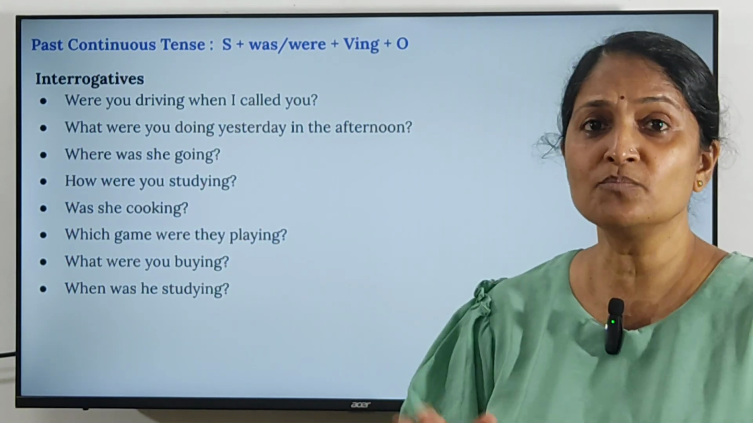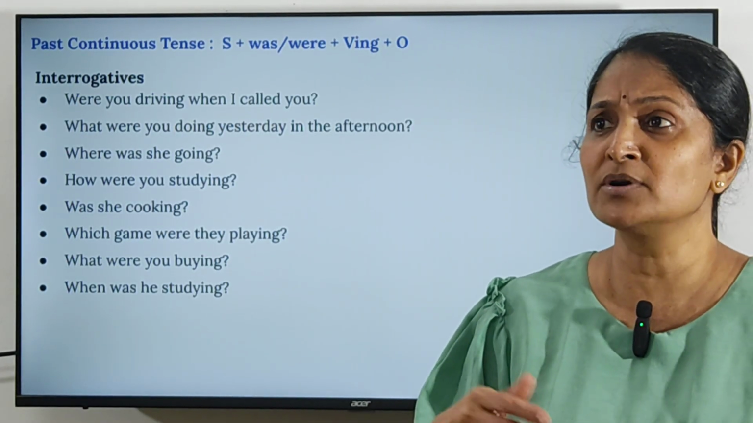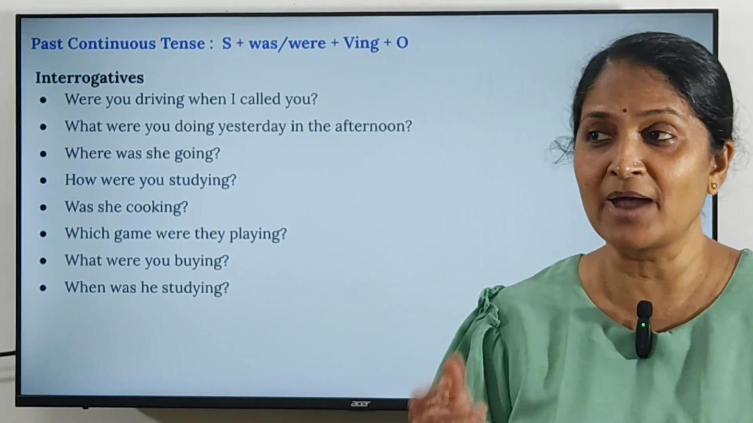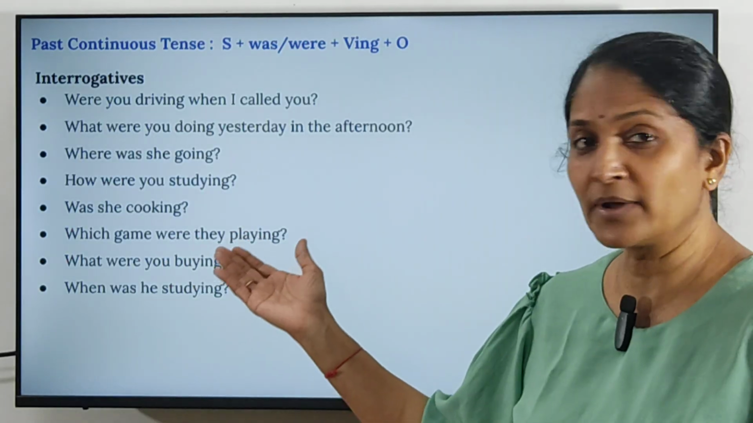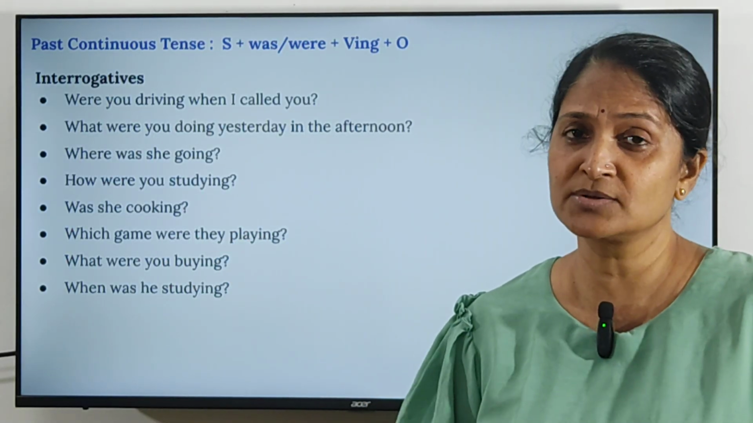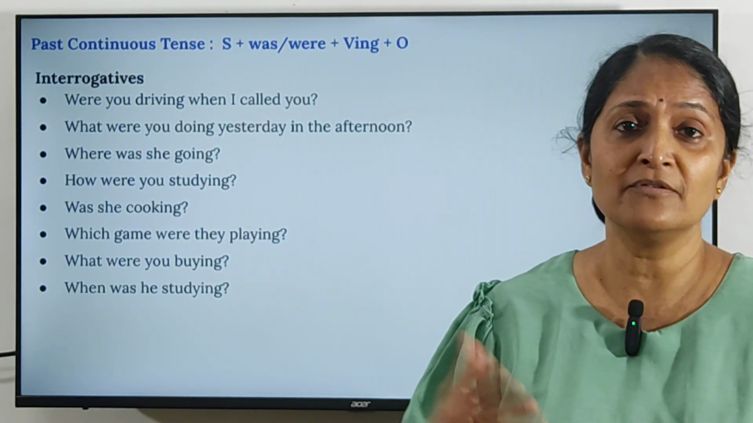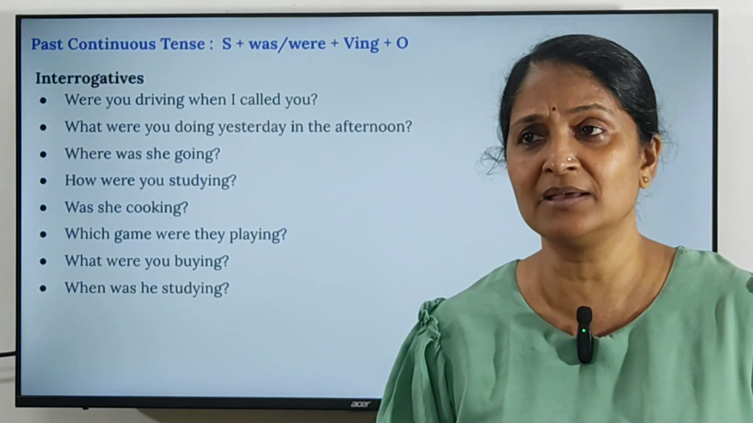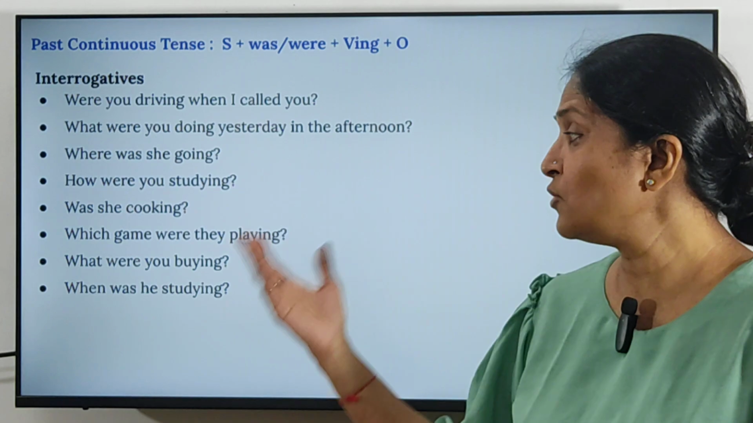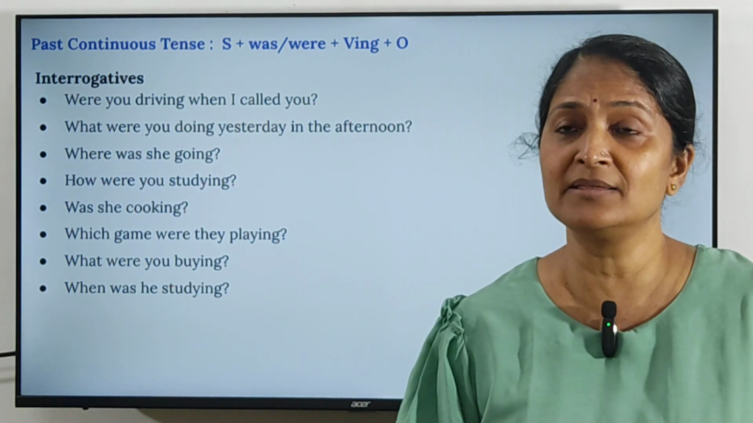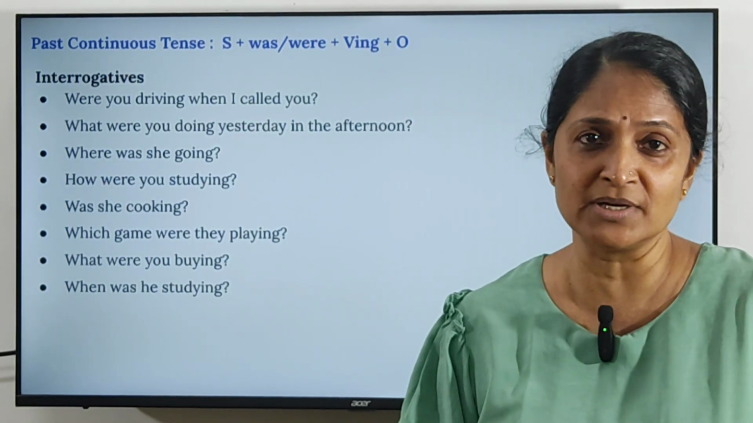How were you studying? तुम कैसे पढ़ाई कर रहे थे? How were you studying? I was studying watching YouTube videos, or I was studying writing notes. I was studying preparing notes. Was she cooking? क्या वो खाना बना रही थी? Yes, she was cooking. No, she wasn't cooking. She was sleeping. Which game were they playing? वो कौन सा गेम खेल रहे थे? They were playing cricket. They were playing chess, right? They were playing football. What were you buying? तुम क्या खरीद रहे थे? I was buying gifts for my friends, right? I was buying books for my students.